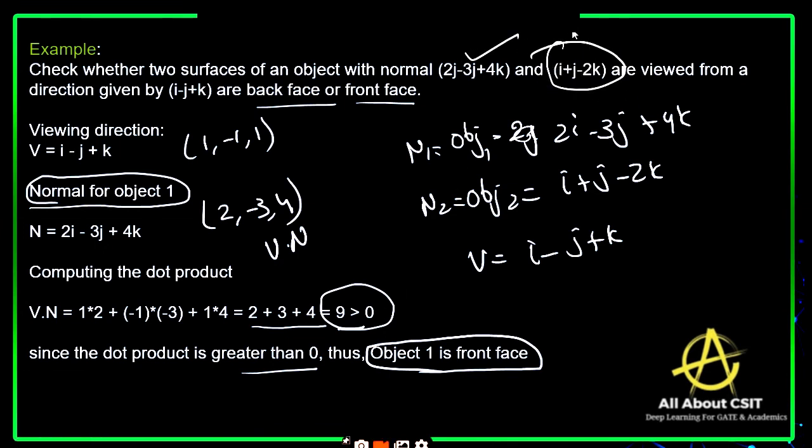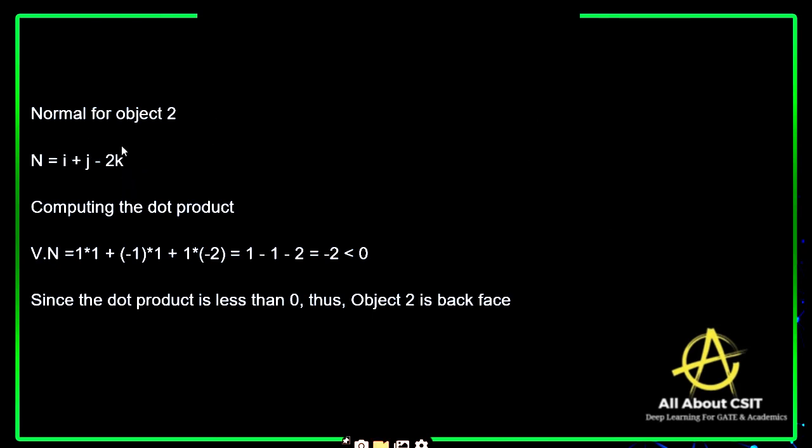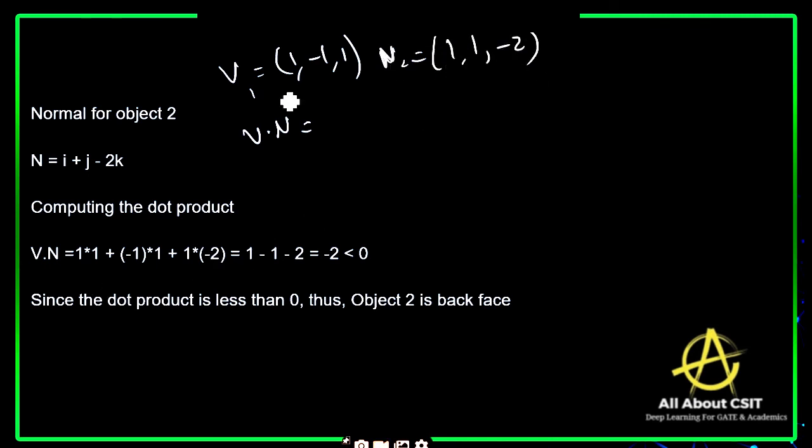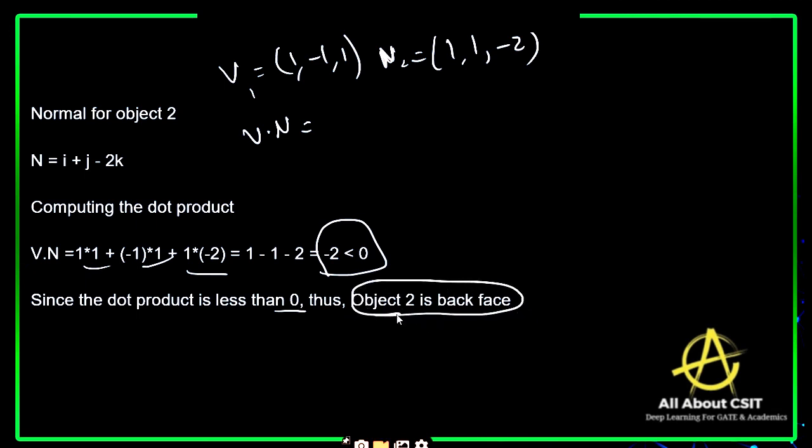Now let's calculate for object 2. The normal for object 2 is i plus j minus 2k. Then V dot N. The V value is 1, minus 1, 1, and n2 is 1, 1, minus 2. Multiply: 1 into 1, minus 1 into 1, and 1 into minus 2. That is 1, minus 1, minus 2, so you got minus 2, which is less than 0. Since the dot product is less than 0, the object is a back face. So these coordinates can be removed because object 2 is a back face. We don't require that, only the viewing part we require. This is how the back face detection algorithm works.